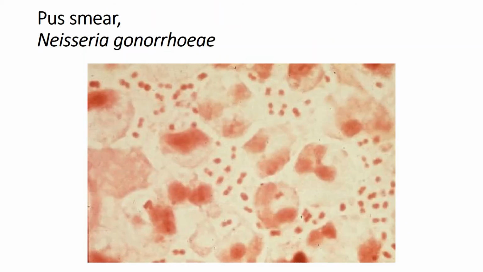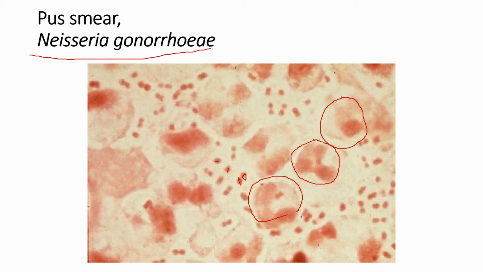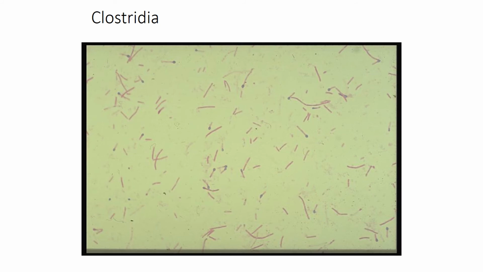Neisseria gonorrhoeae, again, these are prokaryotes, it's a bacteria. They are diplococcus, so a lot of times we find them in pairs. Again, these are white blood cells migrating to that area to fight off the infection of Neisseria gonorrhoeae, which is a sexually transmitted infection. Clostridia, we call this a bacillus organism. They are rod shaped. So again, bacteria, prokaryotes, no nucleus.